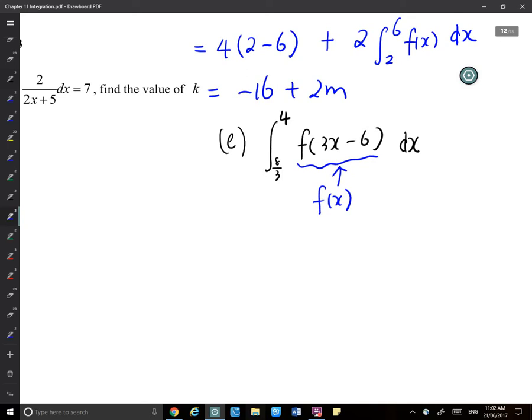There must be a dilation and a translation. Well, there might not be a reflection. What has been done? What's the dilation factor? A third. What's the translation? Translation in which direction?